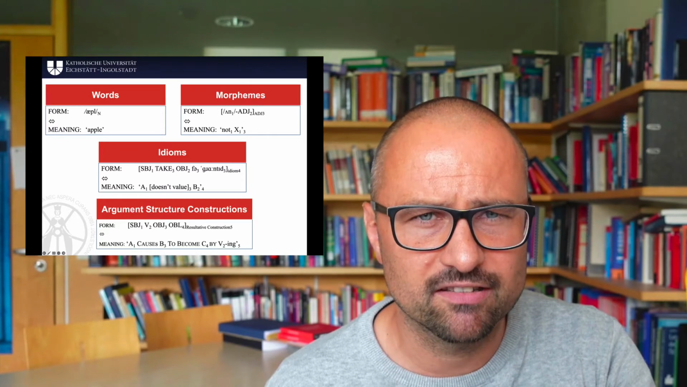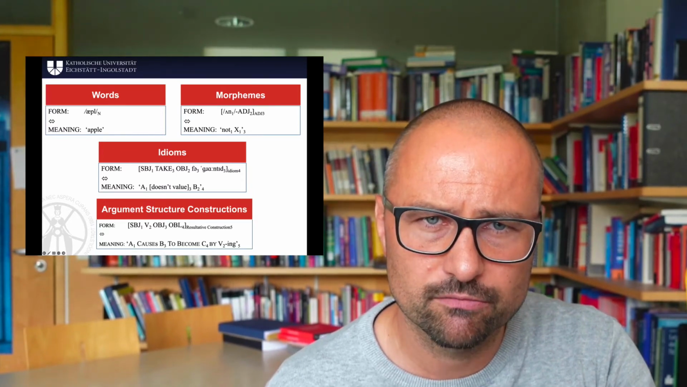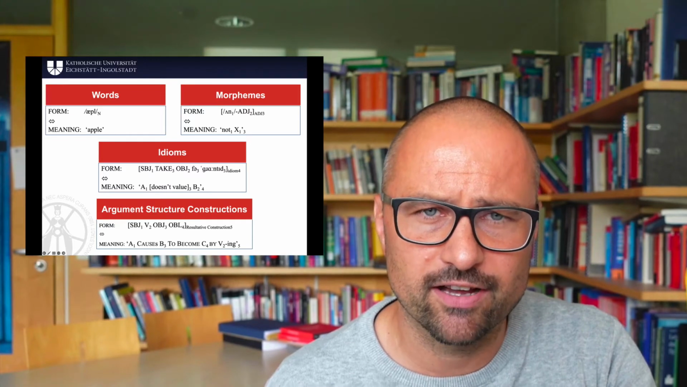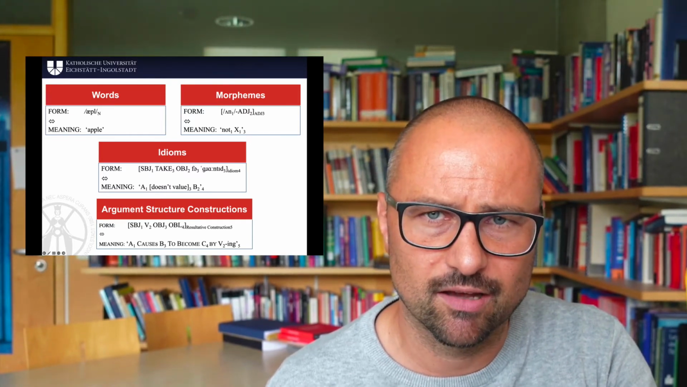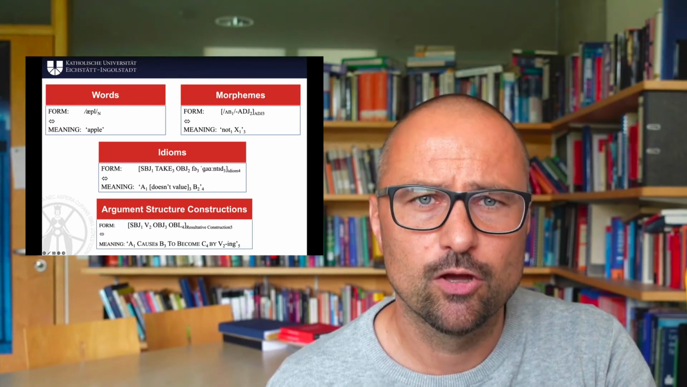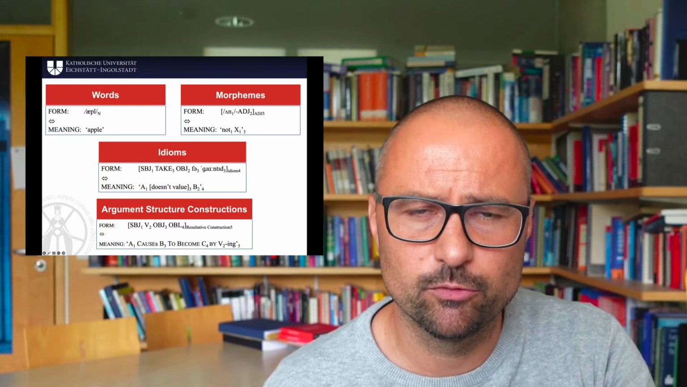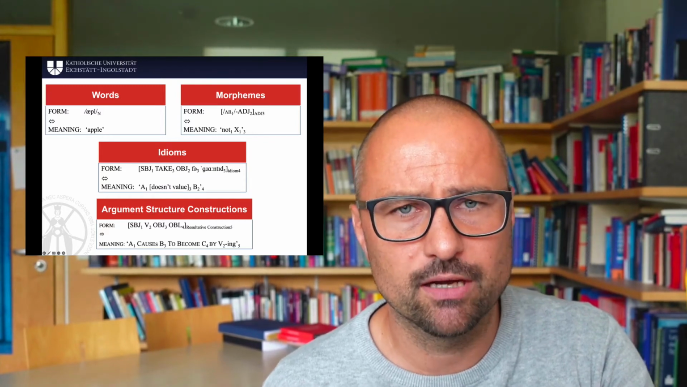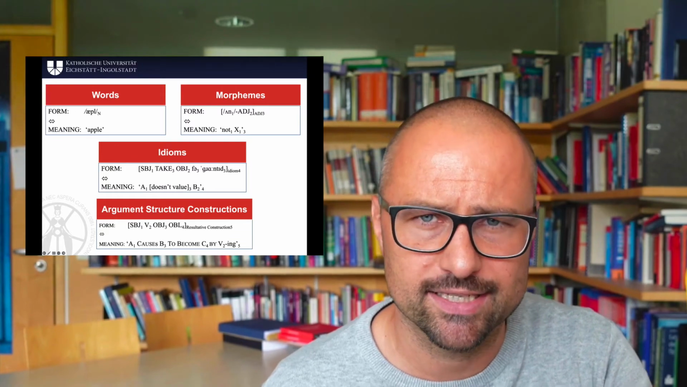So if firefighters cut the man free, firefighters are in the subject slot, that is linked to A. So firefighters cause B, which in this case is the man, and the free in the oblique slot is to become free. And how does he become free? By cutting. So firefighters cause the man to become free by cutting.